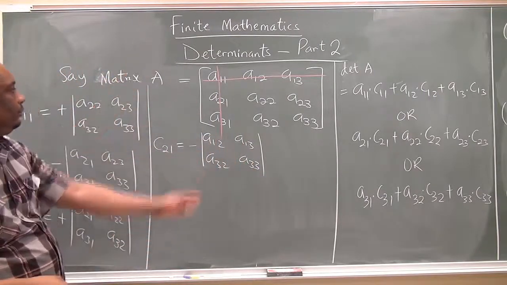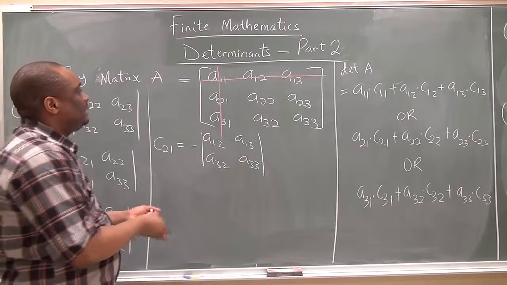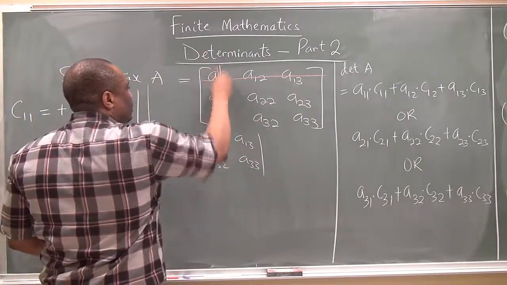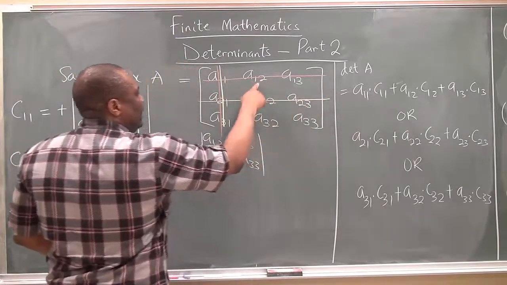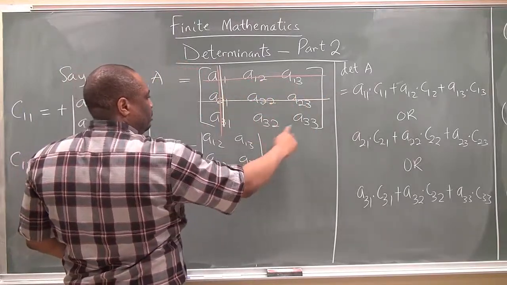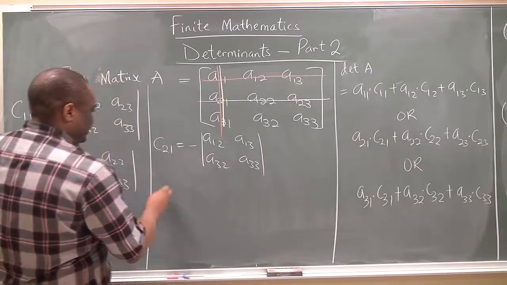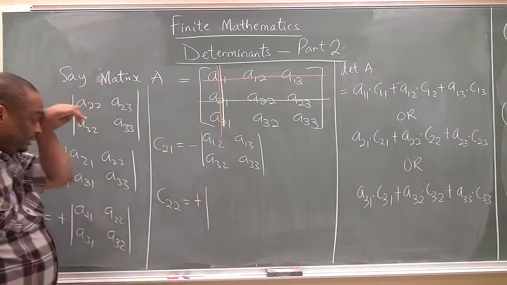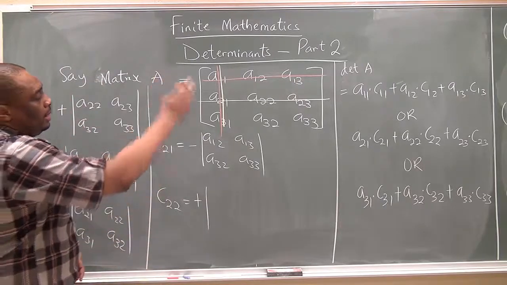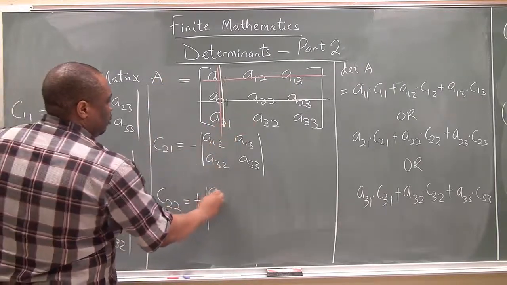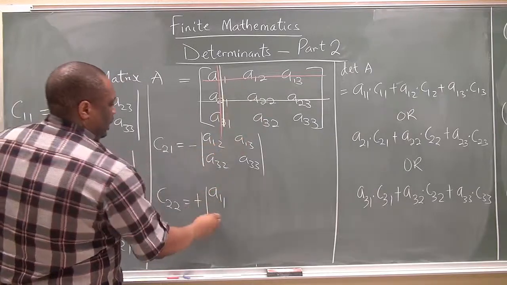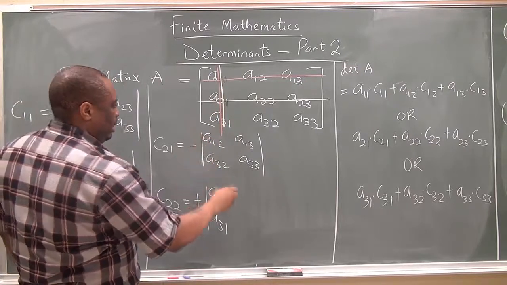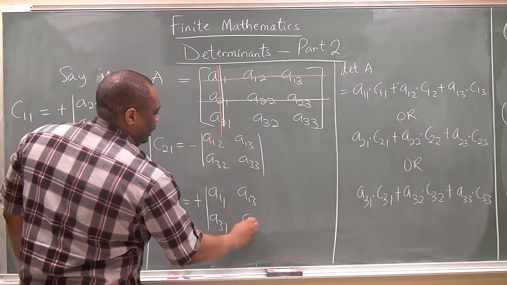With C21, the deleted row and column are here and here, and this will be A12, A13, A32, A33. Our C22 will be 2 plus 2 is 4, so that is plus determinant of A11, A13, A31, A33.